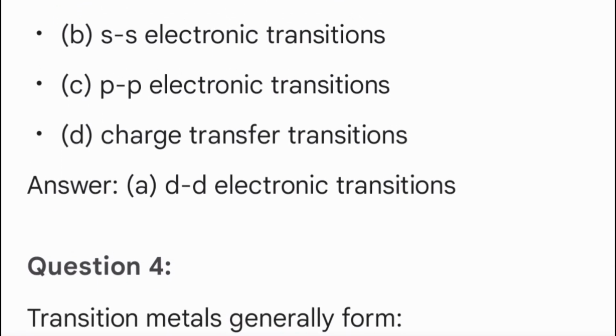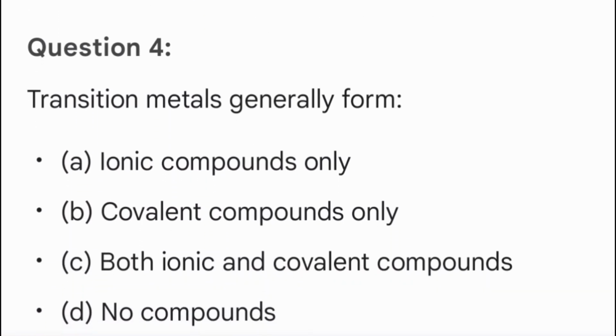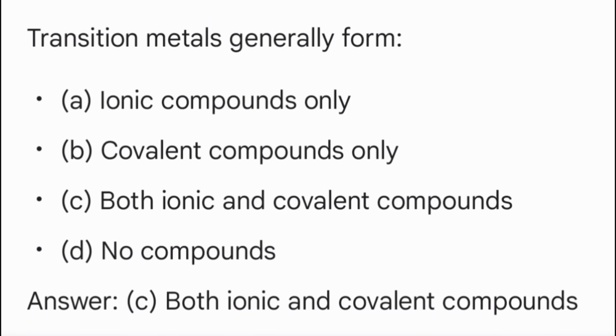Question 4. Transition metals generally form A. Ionic compounds only. B. Covalent compounds only. C. Both ionic and covalent compounds. D. No compounds. Answer. C. Both ionic and covalent compounds.